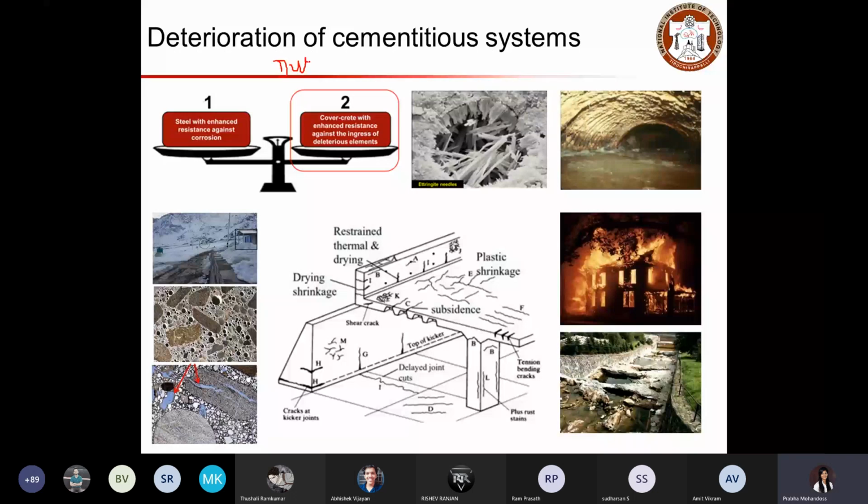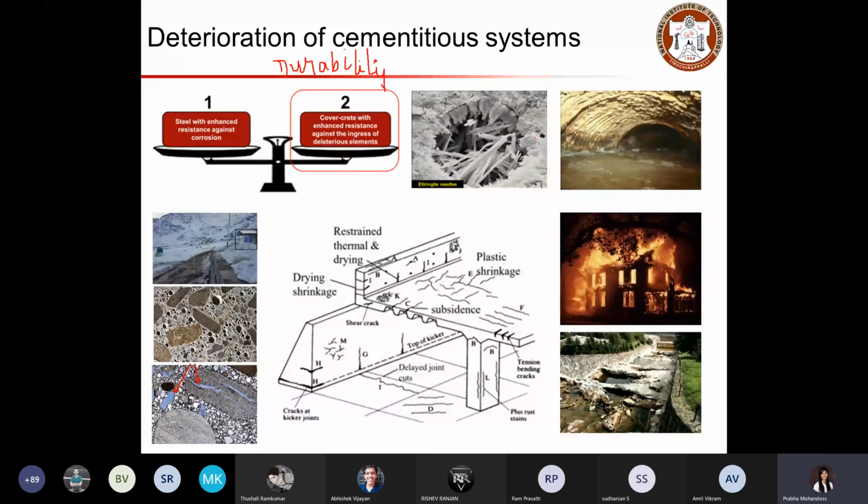So the previous module deals with the things involved with steel with enhanced resistance against corrosion, and the second module deals with the importance of covercrete to enhance the resistance against deleterious materials. So these are the basic mechanisms of degradation that affect concrete.